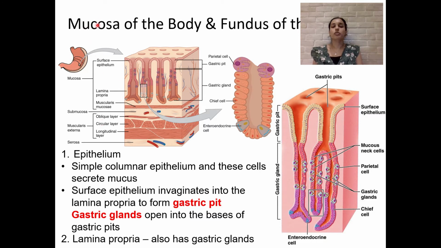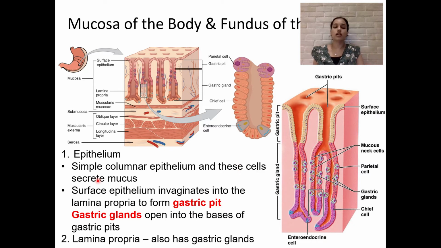So let us talk about the mucosa of the body and fundus of the stomach. The epithelium present in the stomach is mainly concerned with mechanical and chemical digestion, so it is lined by simple columnar epithelium. The enzymes and products which are secreted here have to go to the lumen and come in contact with the bolus of food. If there were a stratified, multiple layer, there would be difficulty in secretion. That's why here you see simple columnar epithelium, and these cells secrete mucus.